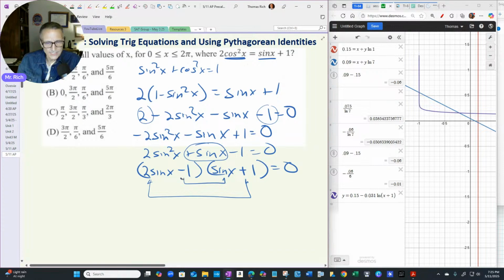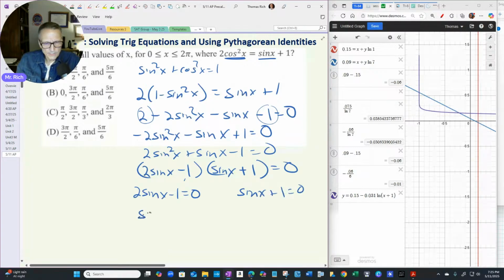The inner product is a negative sine x, and those two combine together to be positive sine x, which is what we wanted in the original trinomial. So then what we do is, if we have two factors in our expression and we've got 0 on the other side, the only way this equation is going to be true is if either one of those factors is equal to 0. So we are going to solve these two equations separately.